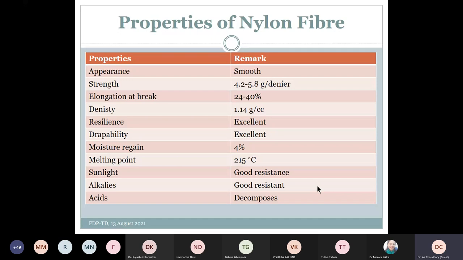Samriddhi, how much time do I have? Samriddhi, am I audible? Yes, sir, you are audible. So, I will go a bit faster because, half an hour of time is left.